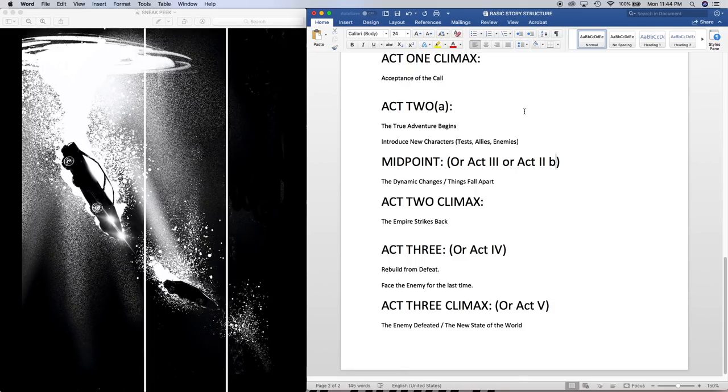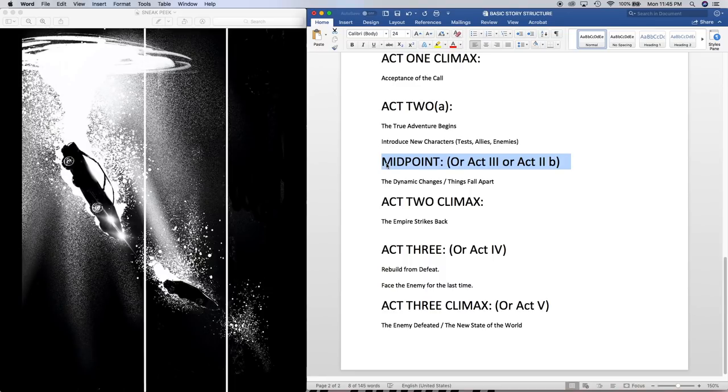Well, one way to cure the messiness, because I'm not going to present you a problem without presenting you a solution, because then I would be a bad YouTube person, is to think about what's called a midpoint. Now, excuse me. What is a midpoint? Well, a midpoint is a moment in the story that changes the dynamic of the narrative in some major way.